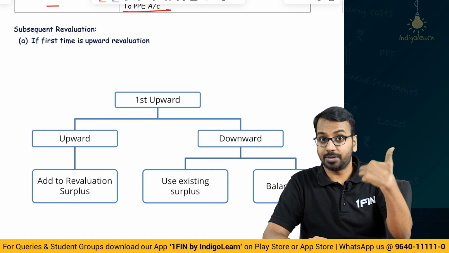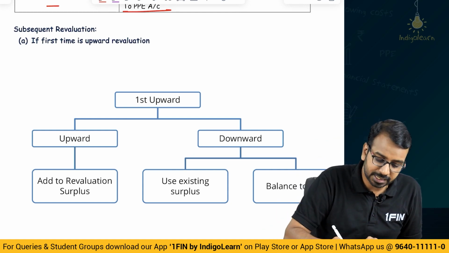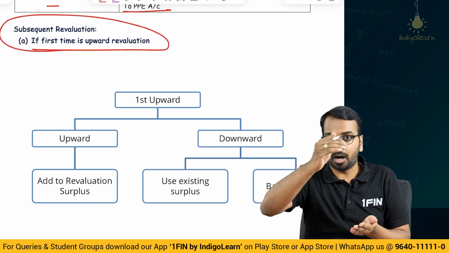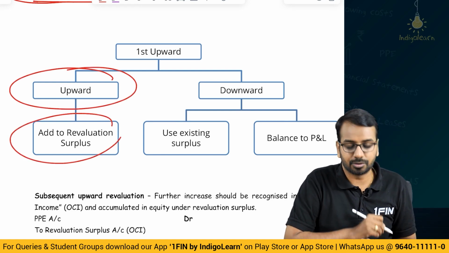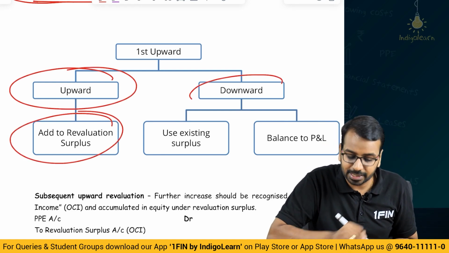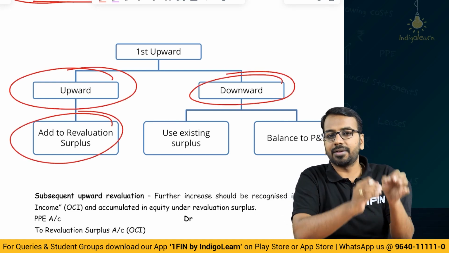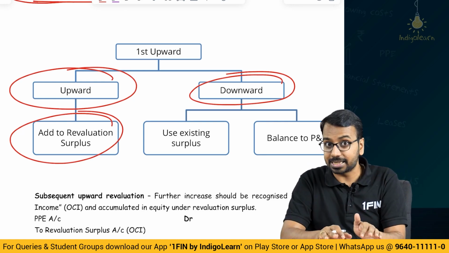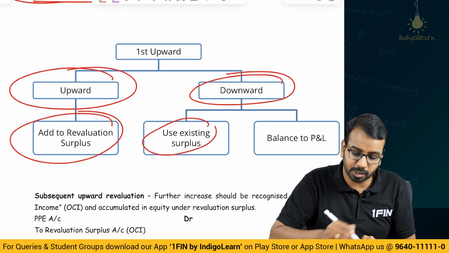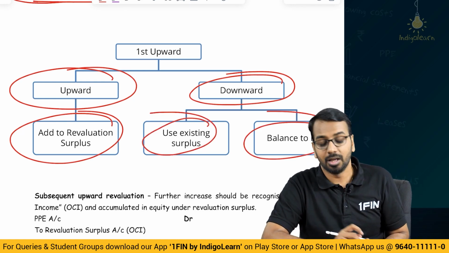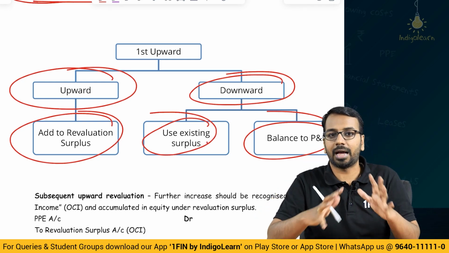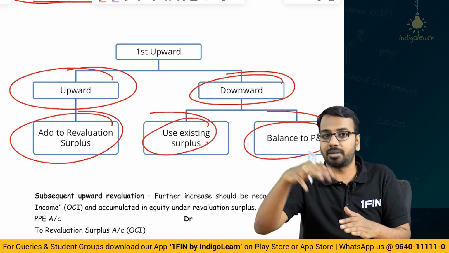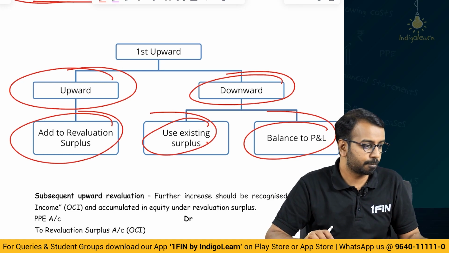Subsequent revaluation, that is where things become tricky. If first time is upward revaluation, and subsequently also it is upward, add to revaluation surplus. If subsequently it is downward, then whatever is available in revaluation surplus for this asset, use the existing surplus and balance charge to P&L. Please remember, this surplus has to be of that specific asset only. You cannot use other assets' revaluation surplus for this purpose.